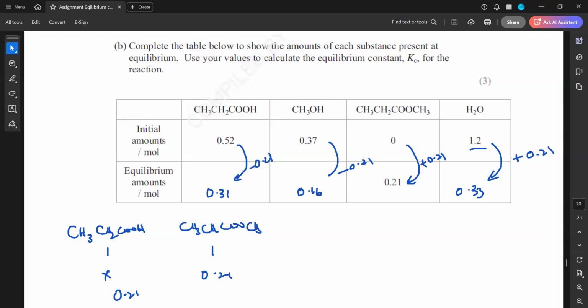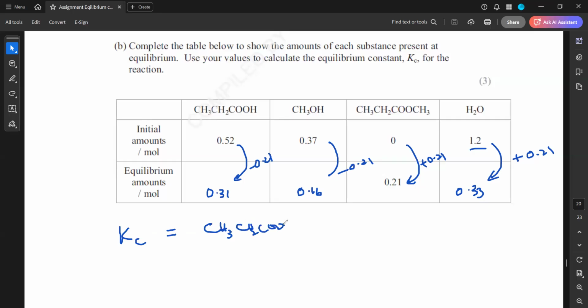Then we need the value for Kc. Kc is product divided by reactant, but these are moles and we need concentration. Concentration is moles divided by volume. In the question, the volume of the container or solution is not given, so we call it volume V. So when I write the formula, Kc will be product divided by reactant.